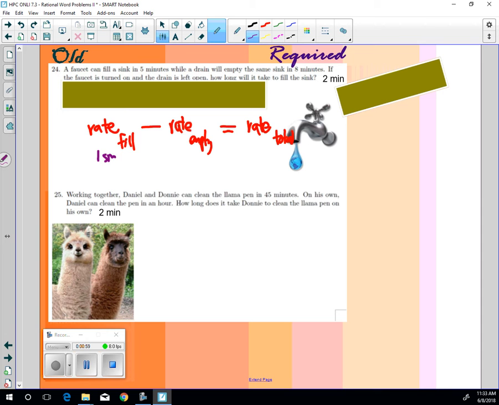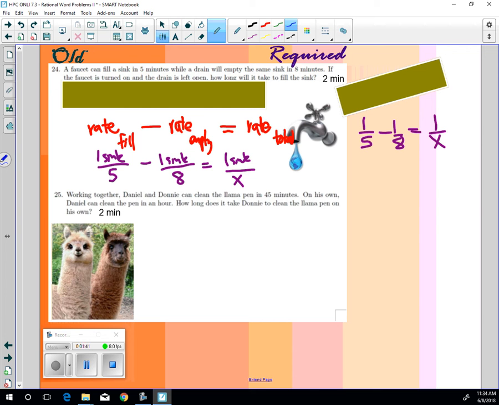One full sink is the amount it takes to fill, 5 minutes to fill. For one full sink to empty, it takes 8. So what does it take for one full sink to be both of that? X. So if I do the math here, you're going to have 1 over 5 minus 1 over 8 equals 1 over x. Get a common denominator.